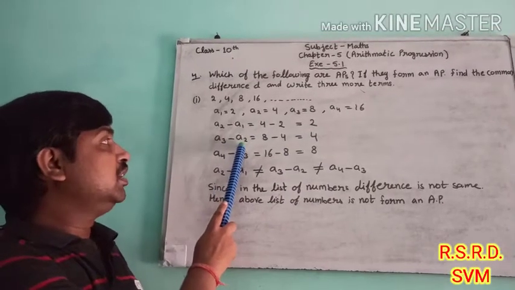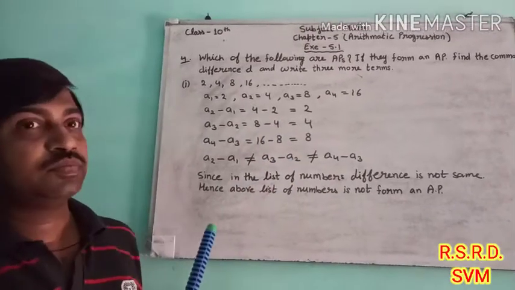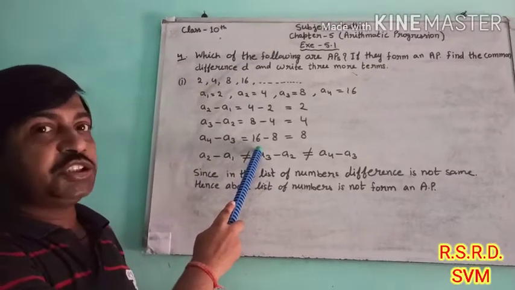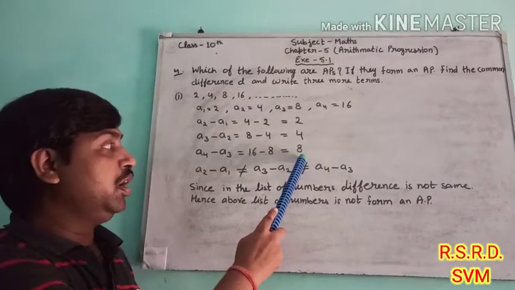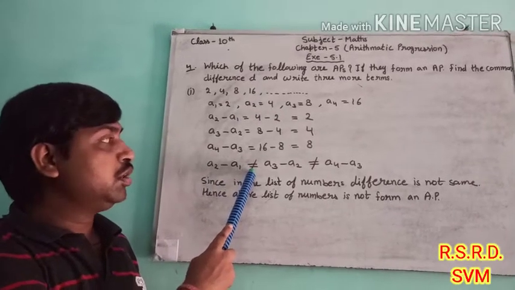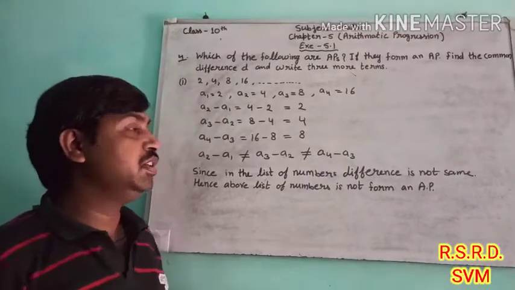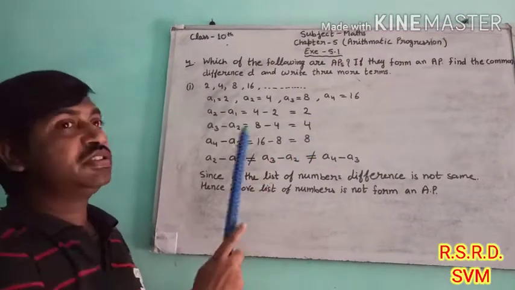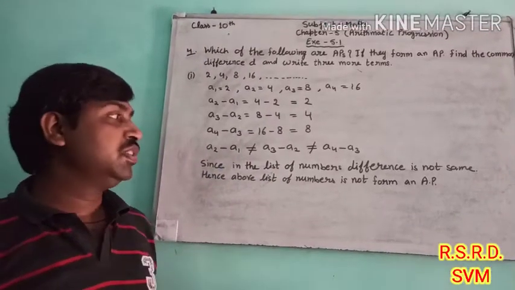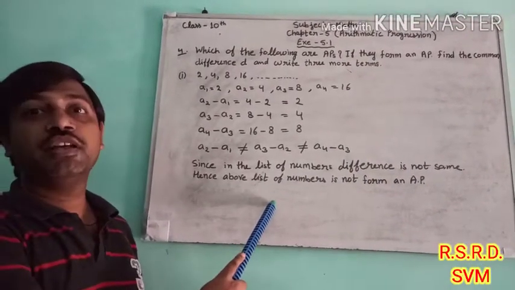Third term minus second term equal to 8 minus 4 equal to 4. Fourth term minus third term equal to 16 minus 8 equal to 8. In this way we see that a2 minus a1 is not equal to a3 minus a2, which is not equal to a4 minus a3. Means every time the difference is different. So we can say that in the above list the difference is not the same, so the list of numbers is not an AP.